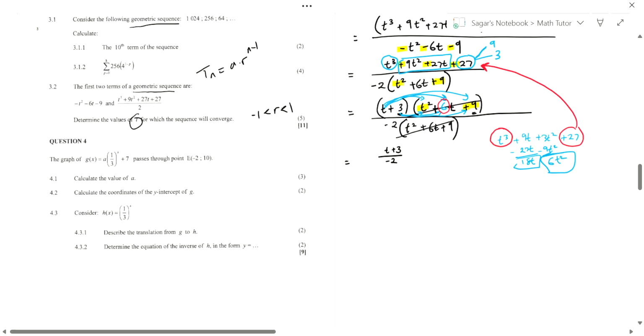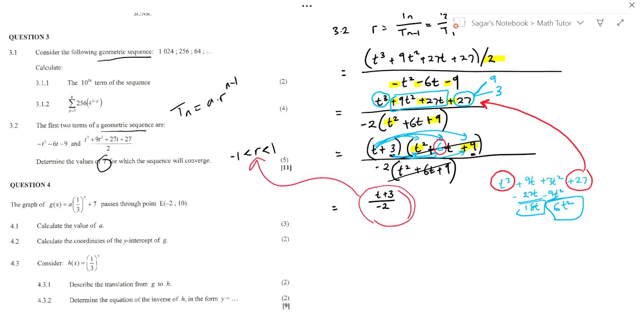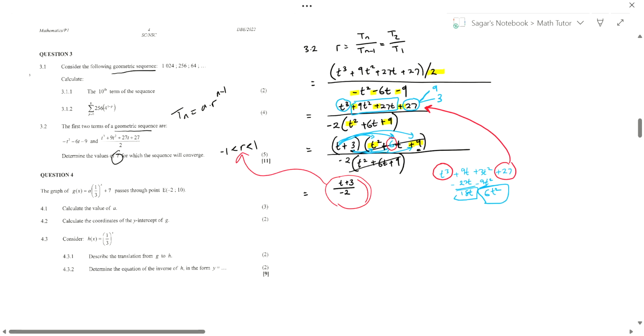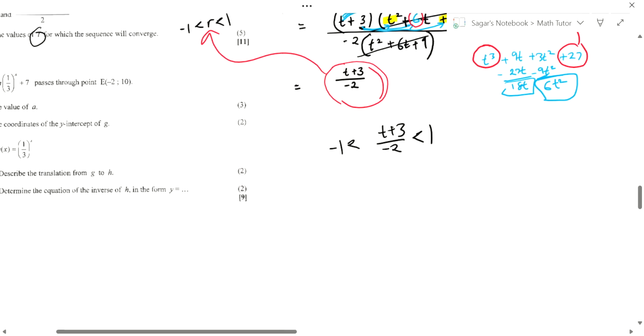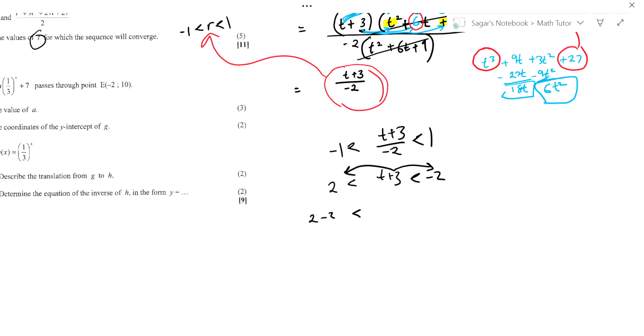And now we can substitute this into our convergence expression. Let's do that now. So from minus 1 to 1, t plus 3 all over minus 2. From here it's very simple. Multiply everything out by minus 2, we're left with 2 there, t plus 3, minus 2. Then we take the 3 to the other side, change the sign. So 2 minus 3, t, minus 2 minus 3.